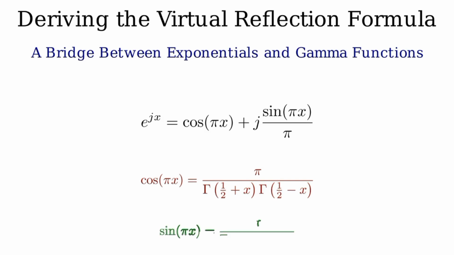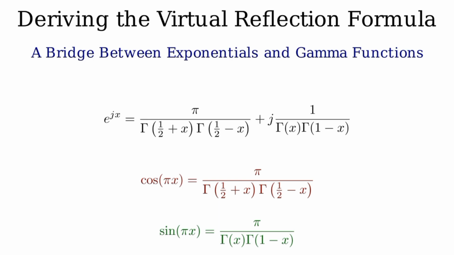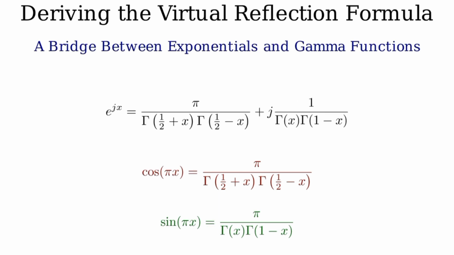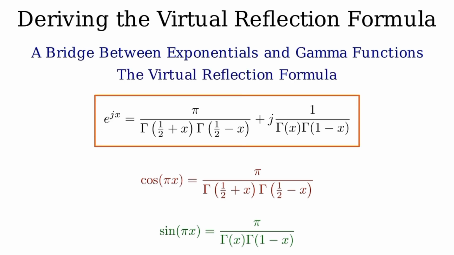Starting with the virtual Euler formula, e^(jx) = cos(πx) + j sin(πx)/π, we replace cos(πx) and sin(πx) using their gamma function representations. After substitution, the formula becomes e^(jx) = π / (Γ(1/2 + x)Γ(1/2 − x)) + j · 1 / (Γ(x)Γ(1−x)). And there it is. This is the virtual reflection formula, a bridge between the virtual Euler formula and the properties of the gamma function.